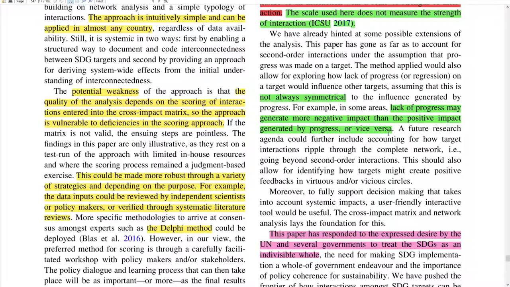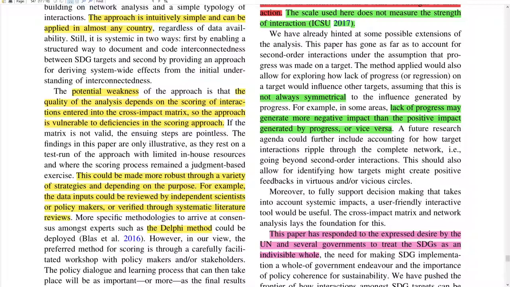if there's no progress, it does not mean that instead of +3, you're going to get -3. It's not symmetric, it's asymmetric. Meaning, if you do progress, you could get +3. And if you don't do progress, you might get -1 or 0. So it's not necessarily symmetrical. This is what they're saying in this part here. And vice versa.